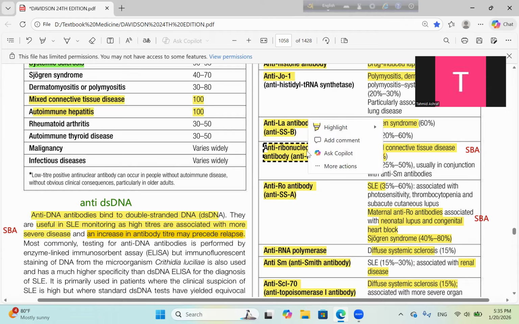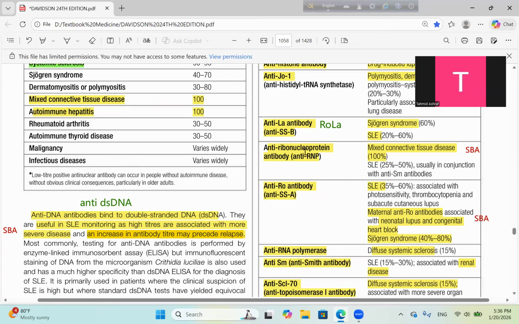Then anti-La. Anti-La is found in SLE and Sjogren syndrome. So there are some common diseases where both anti-Rho and anti-La are positive. They are SLE and Sjogren syndrome. But in neonatal lupus and congenital heart block, only anti-Rho or anti-SSA are positive.